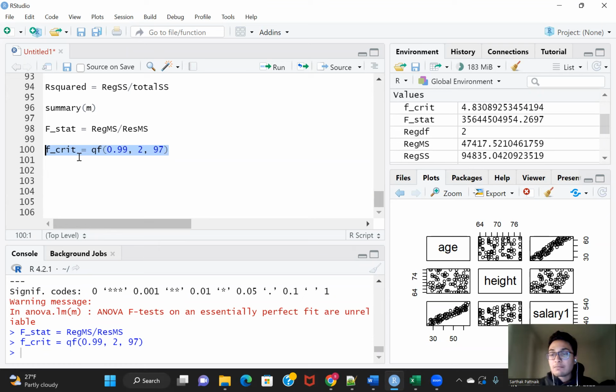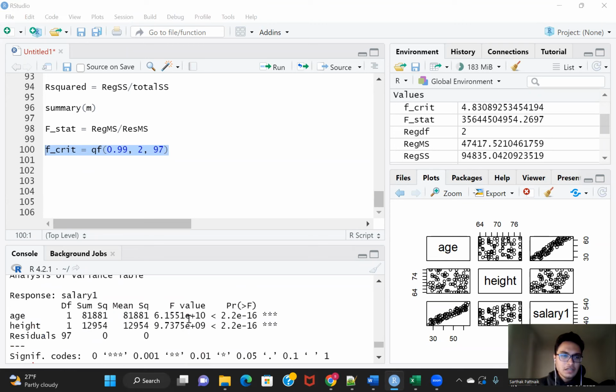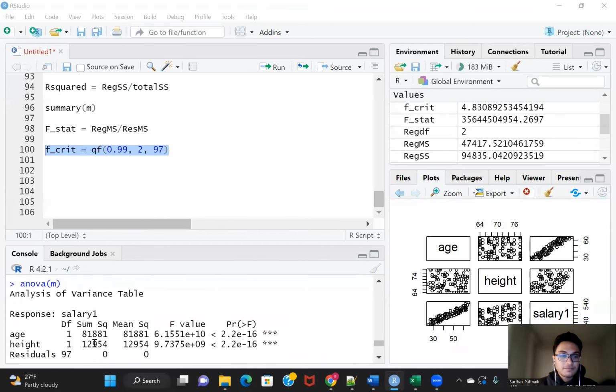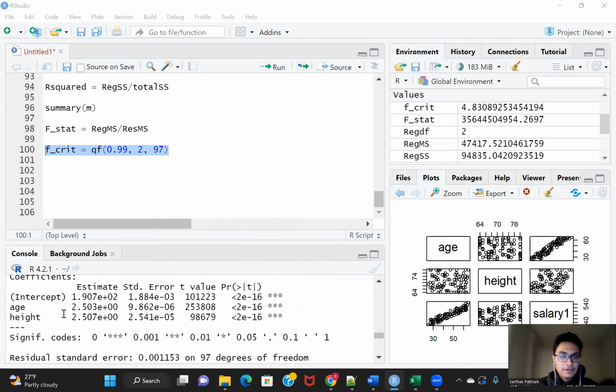Now we will move on to the second step, to find out whether age or height or both of them have association with my salary. And we'll do this using the t-test. Let us go back and look at my summary table. My summary table gives me the t value of age and the t value of height already. And this particular t value needs to be compared with my critical t-value.